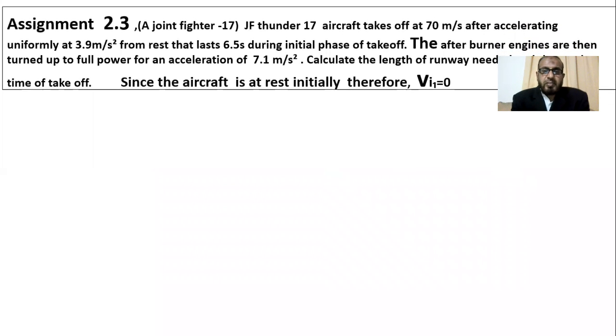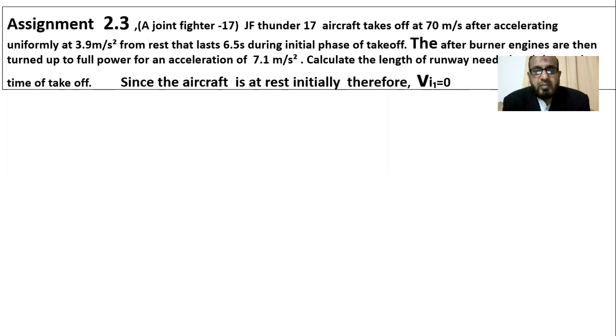First of all, I will explain the statement of the question. A Joint Fighter 17, JF Thunder 17 aircraft takes off at 70 meters per second after accelerating uniformly at 3.9 meters per second square from rest. That lasts 6.5 seconds during the initial phase of takeoff. Up to this statement, we will consider the first phase.